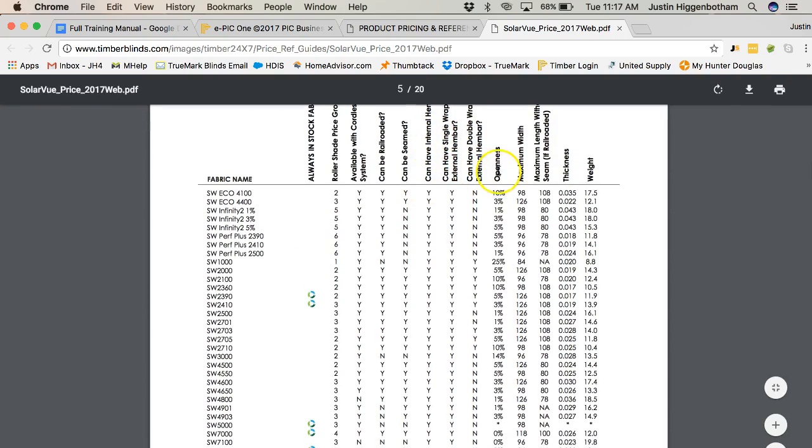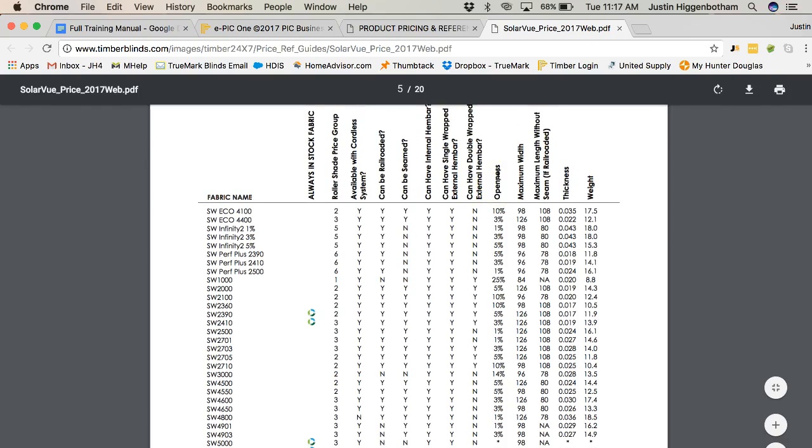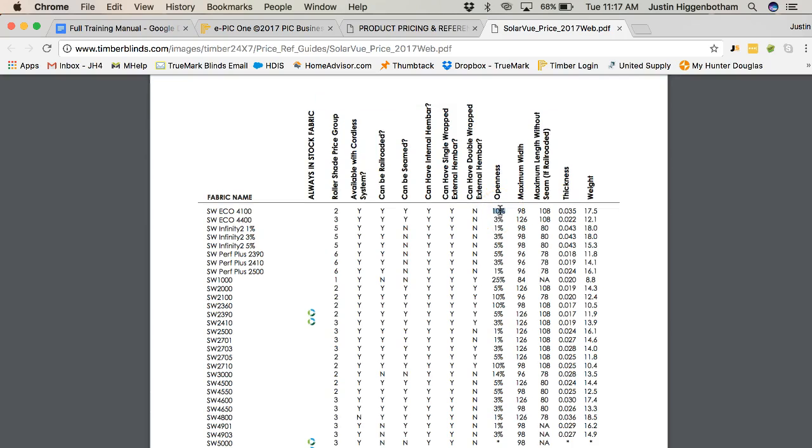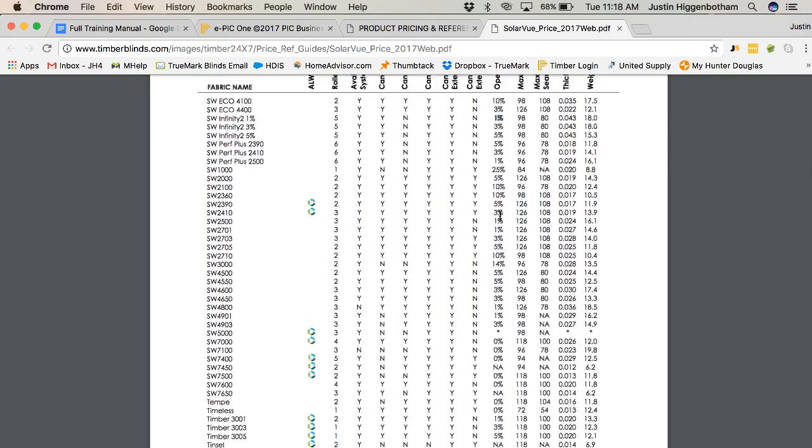Single wrapped hem bar, openness. So the openness of a shade, and you'll learn a little bit more about this later. The lower the number, the less you can see through it. Let's just take the 10% shade, for instance. 10% means 90% is blocked and it's open 10%, so you can see out of it a little bit. This 1% means 99% of your view is blocked and you can only see out 1%. So the higher the openness, the more you can see out. That's really all you need to know there.